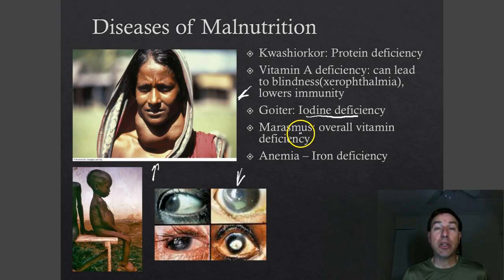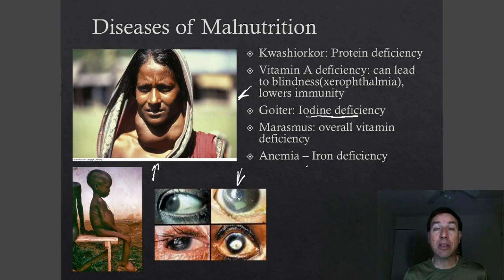Marasmus is another one, just an overall vitamin deficiency. All kinds of different things can happen with marasmus. Once again, lower immunity is one of those big ones. You can have all kinds of discolorations of your nails. You can also have eye problems, development problems, especially in children. So that's marasmus. And then another one that happens, and this one even happens in the United States, is anemia.